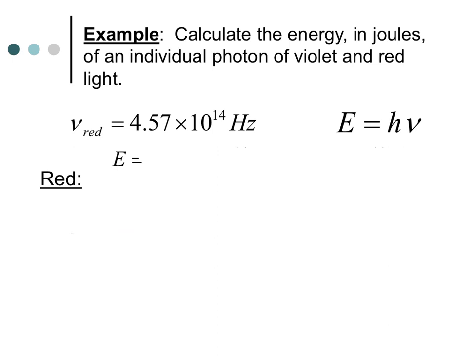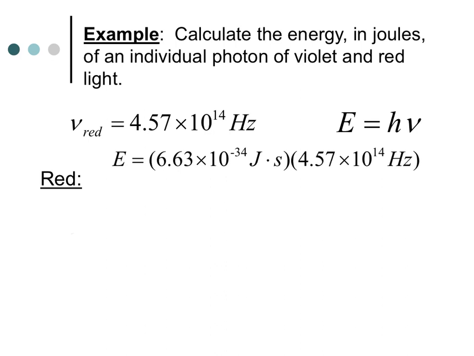So now for our red light, we have the red frequency we had determined in the last calculation, 4.57 times 10 to the 14th hertz. Now I'm going to plug in E equals hν. What did the h stand for again? Oh, that was Planck's constant. So that's 6.63 times 10 to the negative 34th joules times seconds. And then we're going to multiply that by the frequency, which we have here for the red light. We had found to be 4.57 times 10 to the 14th hertz.